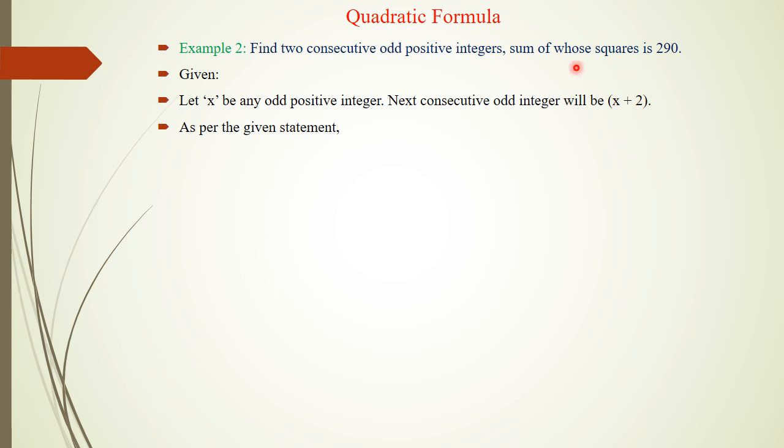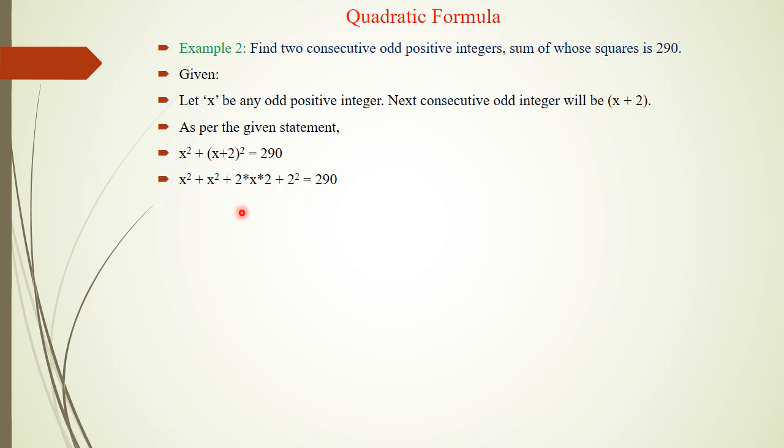Now, as per the given statement, sum of whose squares, sum of square of these two numbers is 290. Therefore, x square plus x plus 2 whole square is equal to 290. When I simplify this by expanding this bracket, a plus b whole square, x square I'll keep as it is, plus a square plus 2ab, that is 2 into x into 2, plus b square. b square is 2 square, that is nothing but 4.